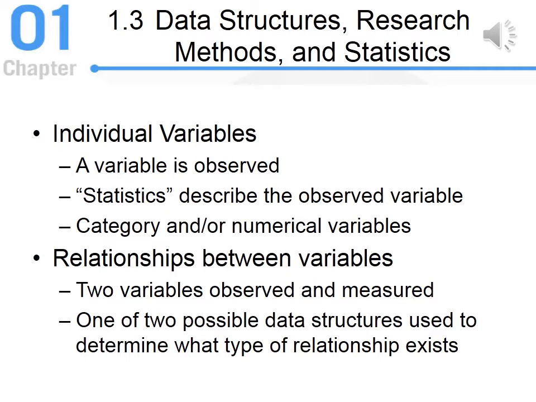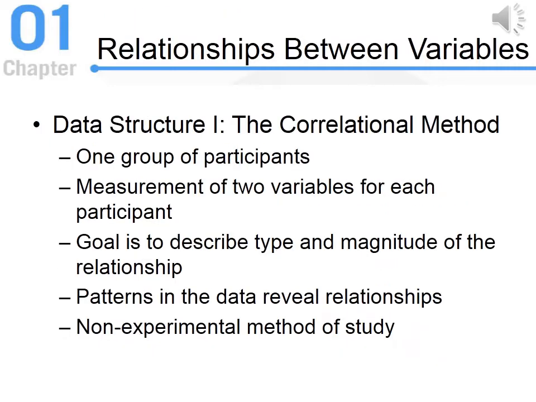So two or more variables are observed and measured, and in this instance, we'd have to use at least one of two possible data structures to determine the nature of the relationship that exists between them. The first possible way of examining relationships between variables is what the book calls data structure 1, that is the correlational method. The correlational method examines one group of participants whom it measures on two variables.